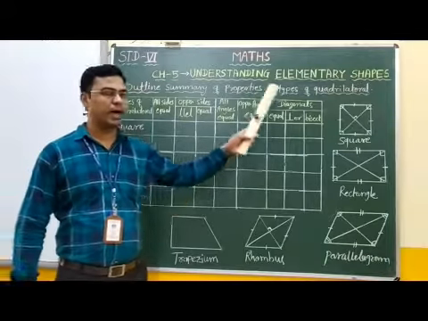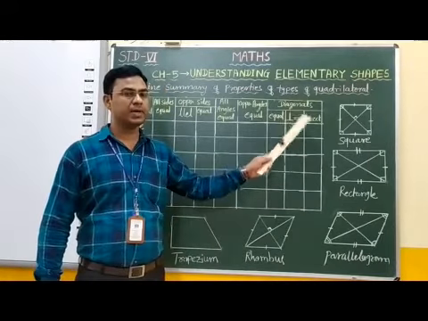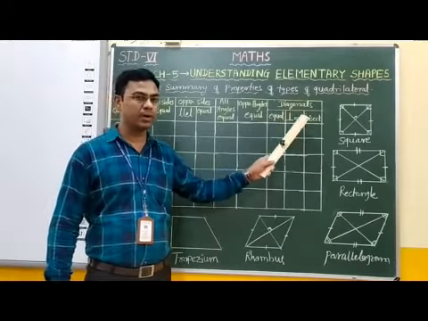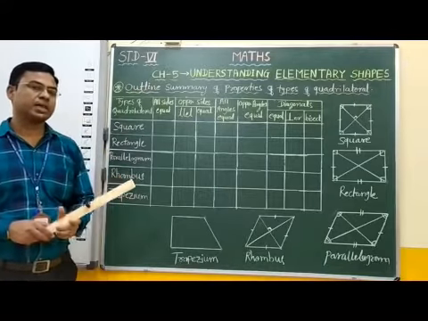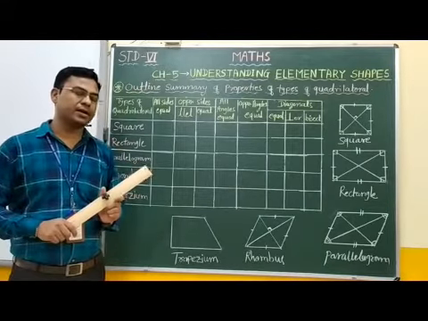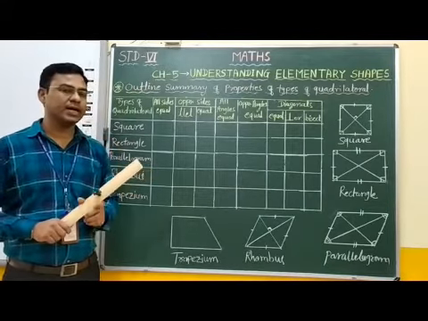Students, here I have drawn a figure of each type of quadrilateral, that is square, rectangle, parallelogram, rhombus and trapezium. Now we are going to check the first property for these types of quadrilateral. The first property is all sides equal. Now students, in which types of quadrilateral are all sides equal?